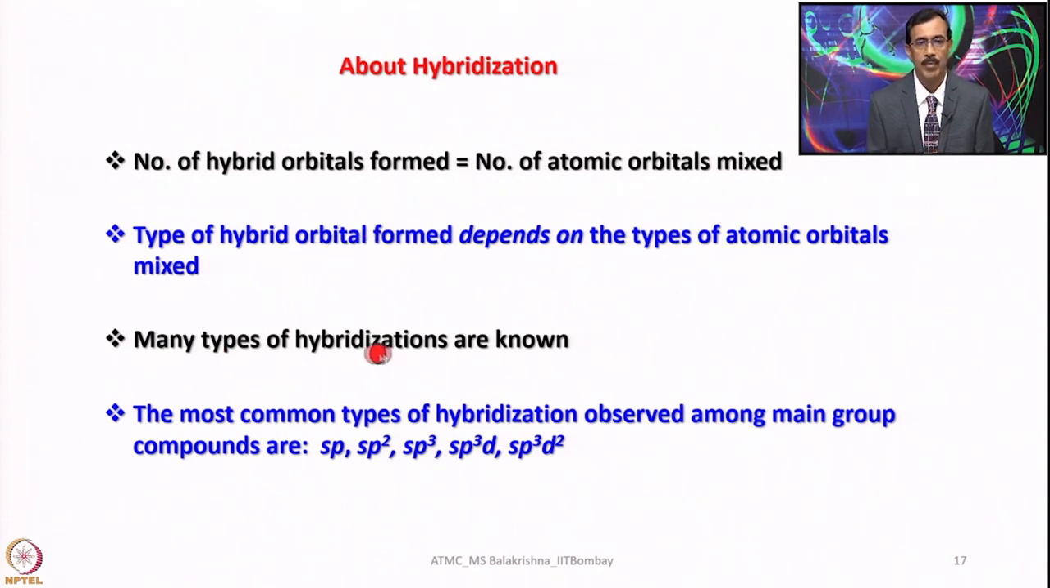Many types of hybridization are also known, and the most common types of hybridization observed among main group compounds are sp, sp2, sp3, sp3d and sp3d2. Of course, we can always debate about sp3d and sp3d2 among main group compounds. But now let us focus on simple compounds to understand sp, sp2, sp3 hybridization before we extend this concept to coordination compounds. Now let us consider sp hybridization.